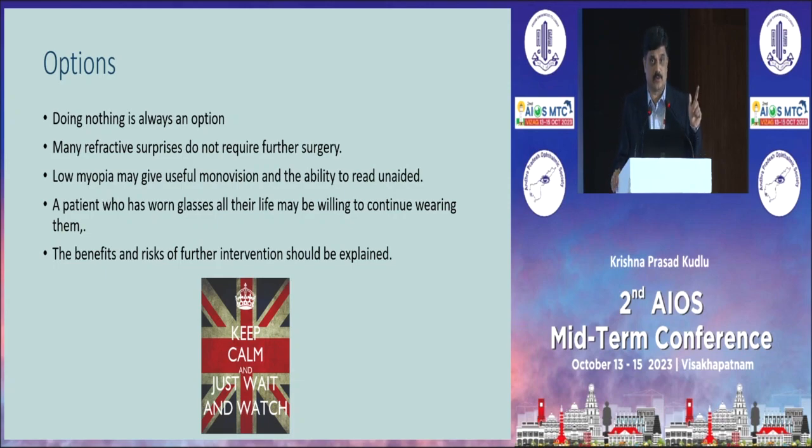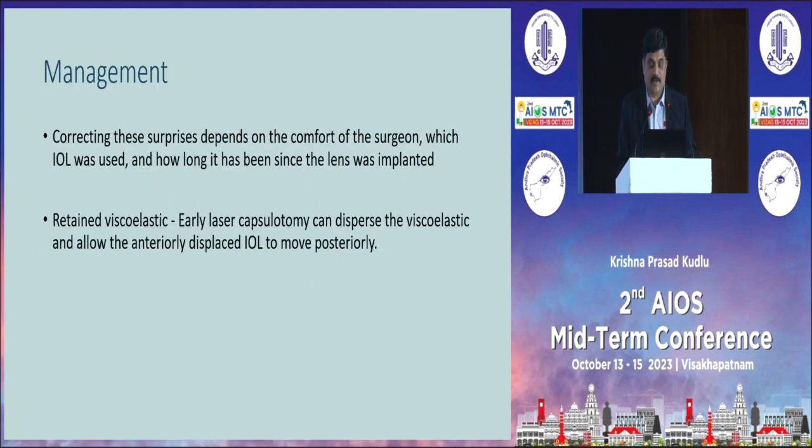Doing nothing is also a good option, because most of these refractive surprises do not require further surgery at all. If you leave behind some amount of low myopia, it always gives a good monovision and the patient has the ability to read very well unaided. And most patients have already been using glasses, so they don't mind wearing glasses later on. Always the benefits and risks of further intervention should also be very much explained.